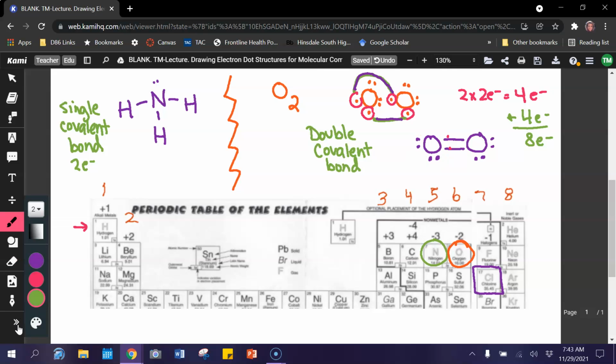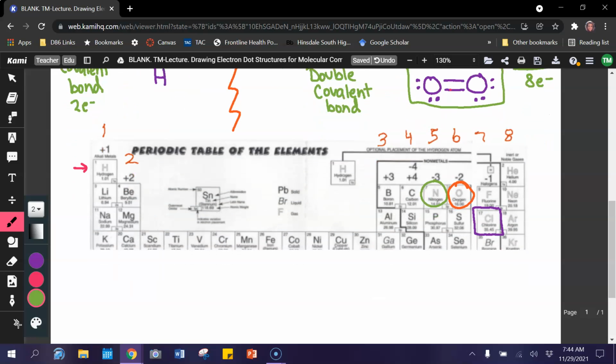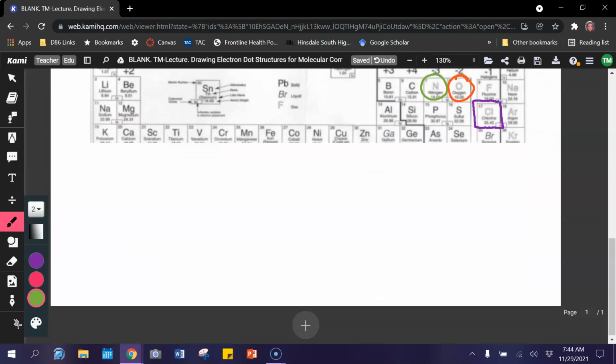The same is true for my other oxygen here. I have 2 electrons in each bond, so that makes 4 electrons. 5, 6, 7, 8. So each of my oxygens has 8 valence electrons. And I am done. So this is my electron dot structure for oxygen. Now guess what? Sometimes you're going to have atoms that are going to require a triple covalent bond.